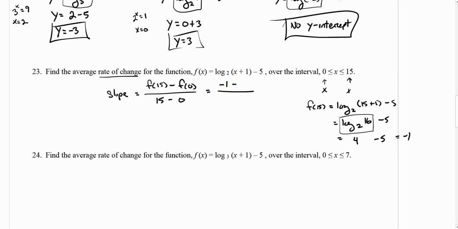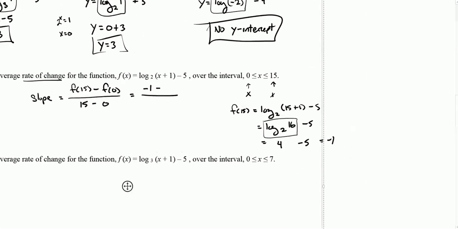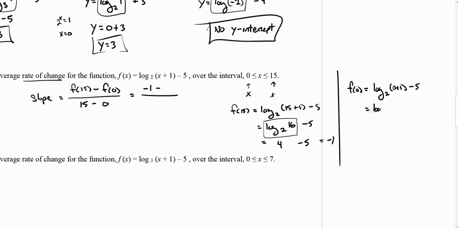minus, find f of 0 now. If I plug in 0, I get log base 2 of 0 plus 1 minus 5. Well, log base 2 of 1 minus 5. Log base 2 of 1 is asking 2 to what power is equal to 1? 2 to the 0 power. And so we get negative 5. Double negative here. And 15 minus 0 is 15. So this is 1 plus negative 1 plus 5 over 15, which is 4 over 15.